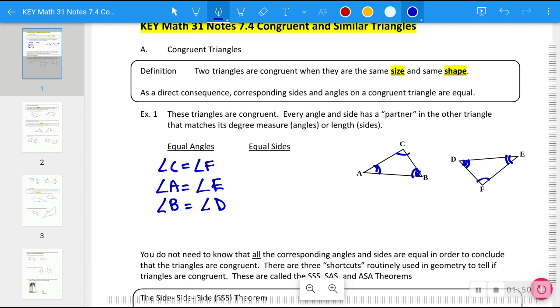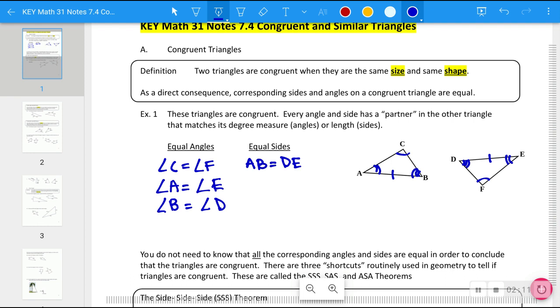Okay, now the side lengths. The longest side is AB, and it is the same length as DE. Now we don't actually know the measurements, but these are congruent triangles. It tells us that. And so we have to have equal side lengths.